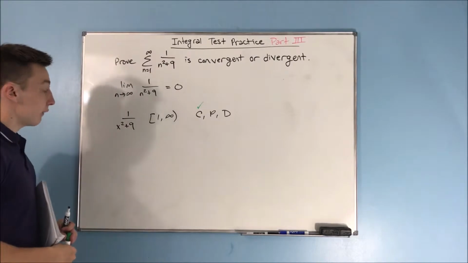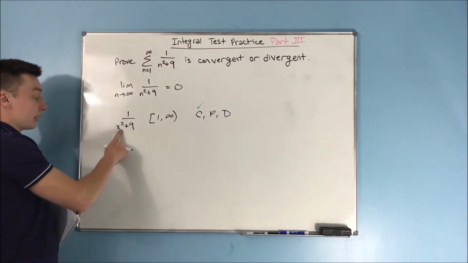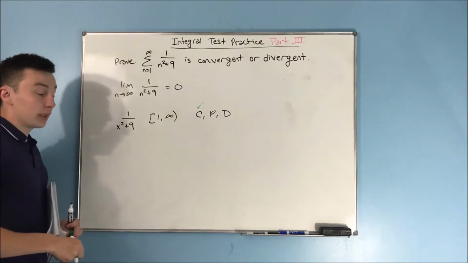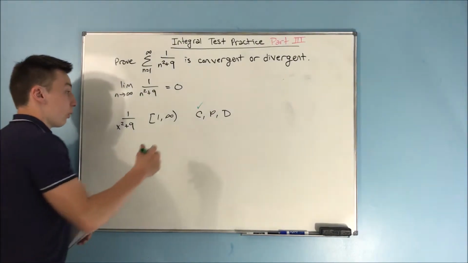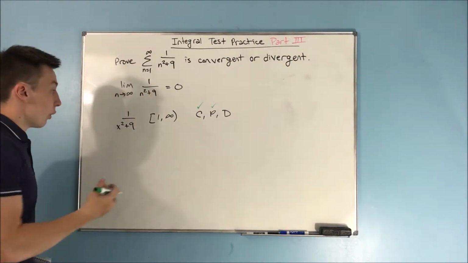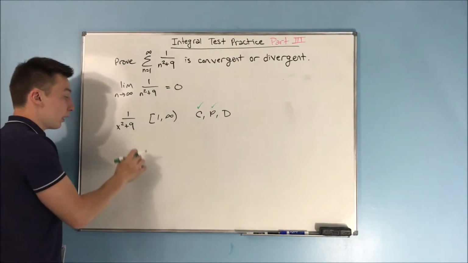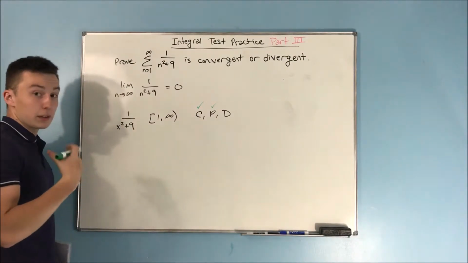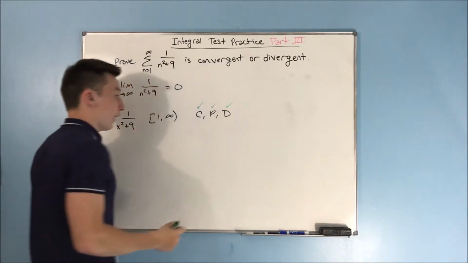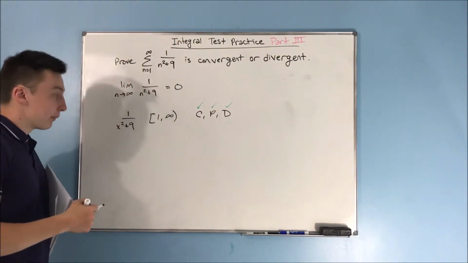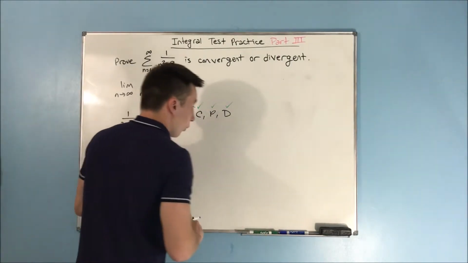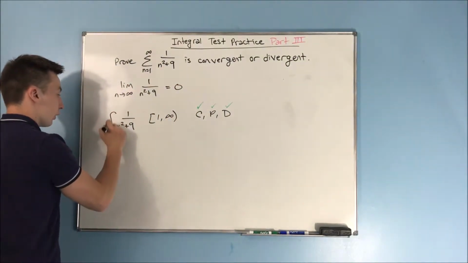Next we need to see if it's always positive. Since we have an x squared here and everything else is positive, the x squared only gives us positive values, so this whole thing is always positive. Is it decreasing? As x gets bigger and bigger, this denominator becomes bigger and bigger, so this whole fraction becomes smaller and smaller. This is in fact decreasing. Now that we've identified that it's continuous, positive, and decreasing, we can take our integral from 1 to infinity.